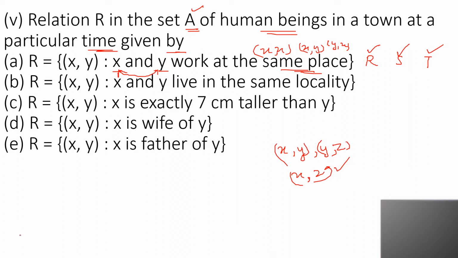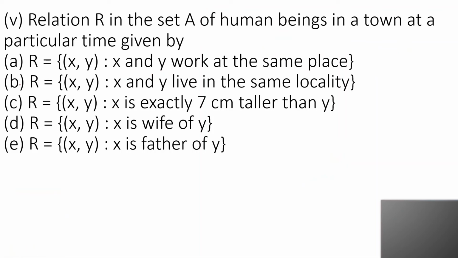So the first relation, the A part, is an equivalence relation. Next is the B part: X and Y live in the same locality. This is the same as the first part. The question was working at the same place, now it is living in the same locality. So this is also similarly reflexive, symmetric as well as transitive.